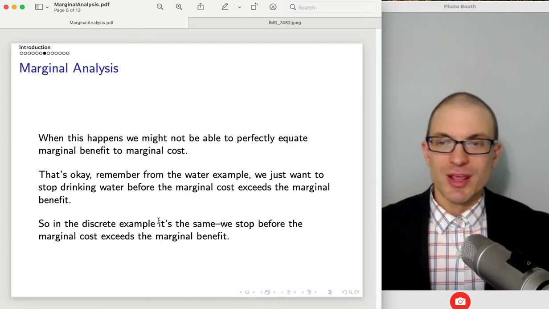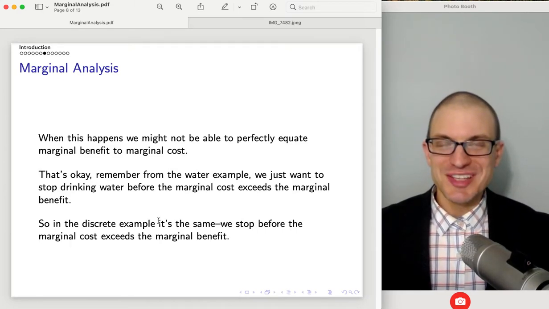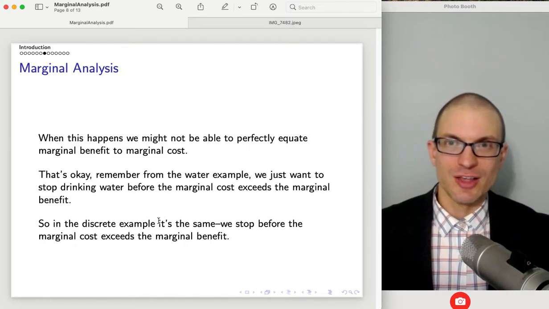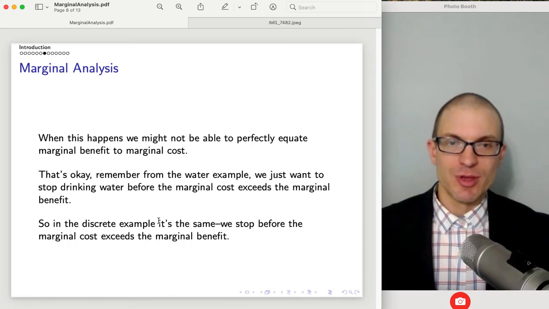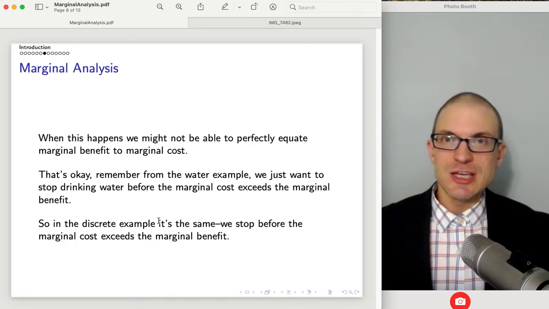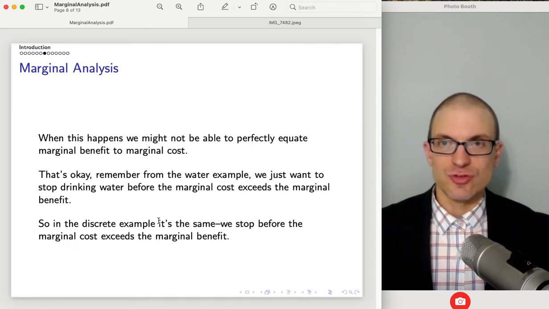Well, as this is happening, it might not be the case that I can perfectly equate marginal benefit to marginal cost, because maybe the marginal benefit of the second truck, even if that's the optimal number of trucks, isn't exactly equal to the marginal cost of the second truck, right?